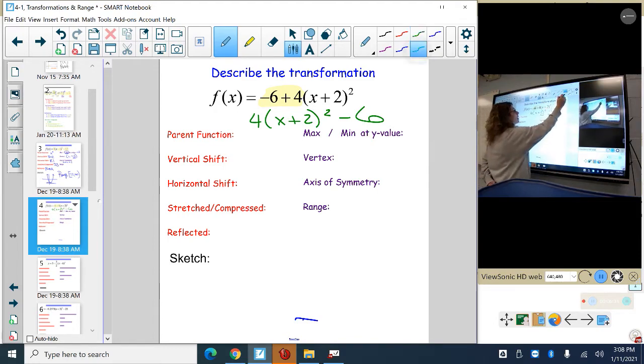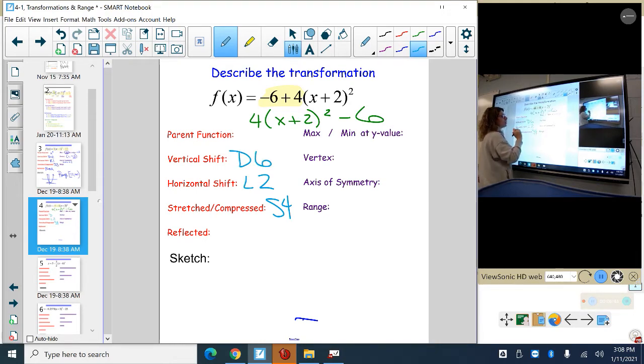So let's read this thing from left to right. The 4 stretches at 4. The plus 2 goes to the left 2 units. The minus 6 goes down 6 units. The parent function happens to be x squared. And we went through everything. 4, x plus 2 squared minus 6. We did everything. What that means is it is not reflected.